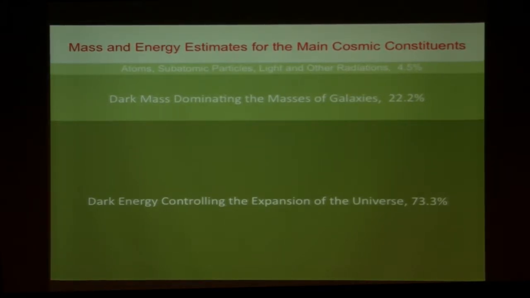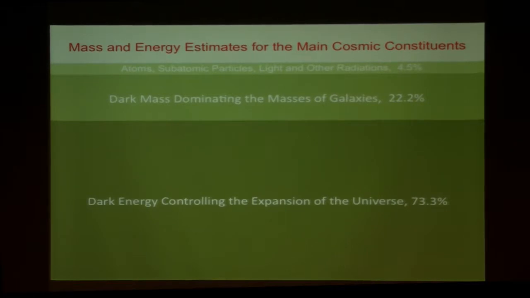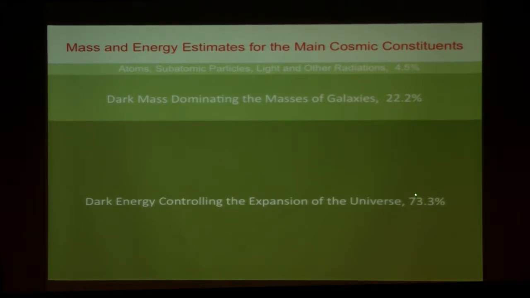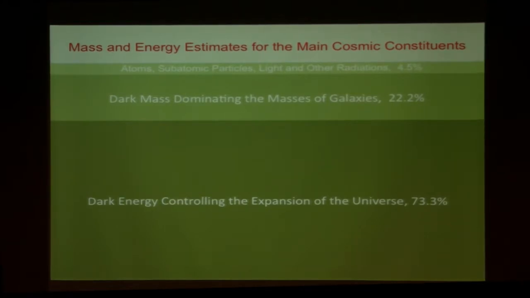So, the dark matter dominates the masses of galaxies and determines their rotation speeds that we observe. The dark energy controls the expansion of the universe and is accelerating it. Together, they account for more than 95.5%. That's an estimate still. It could change by fractions of percentages, but we think we're fairly confident now about the total amount of energy that they exert.